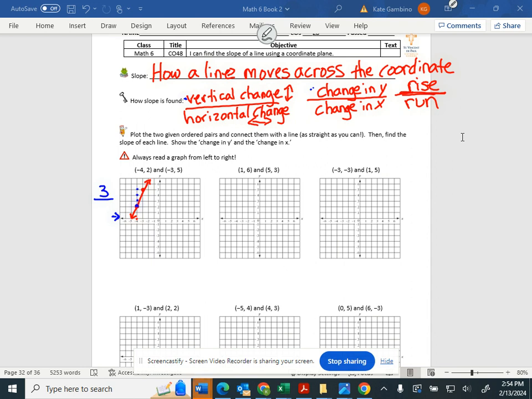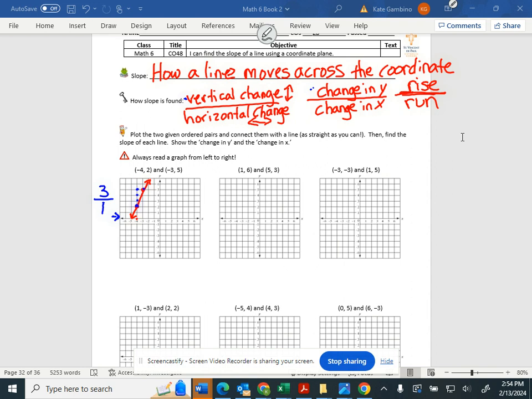Now for my run, I count to the right because my next dot is to the right. So starting at 0 here, I move over 1 place. So my run is 1. So I have 3 over 1.